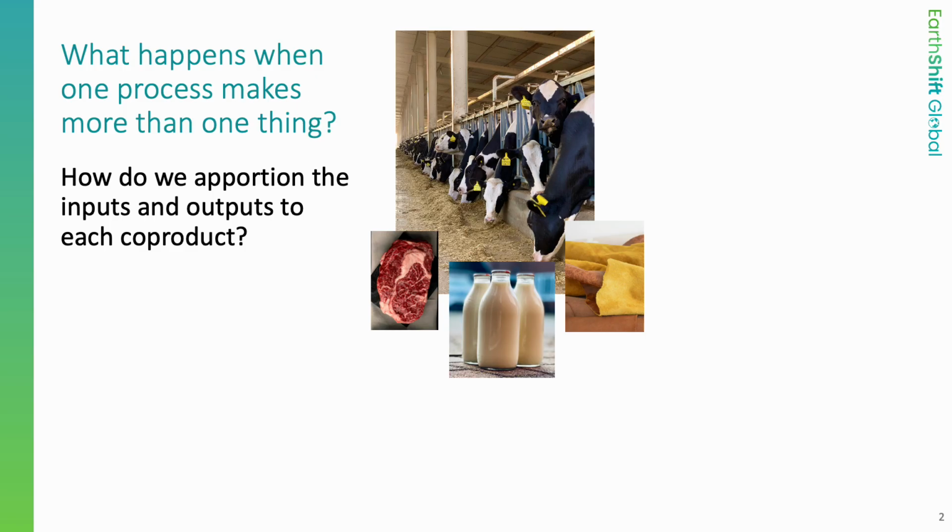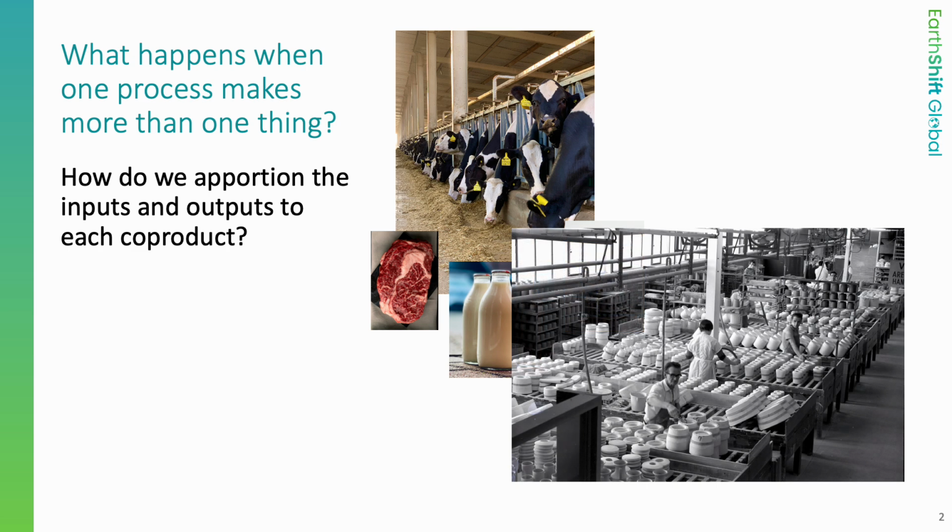Bit of a quandary when we have a process that makes more than one thing. You can think about raising a cow that creates meat, milk, and leather. How do we apportion the cattle feed to each of those co-products? Or you might think of a factory where we're making more than one thing. How do we apportion the impacts to each of those products that we're making in our factory?